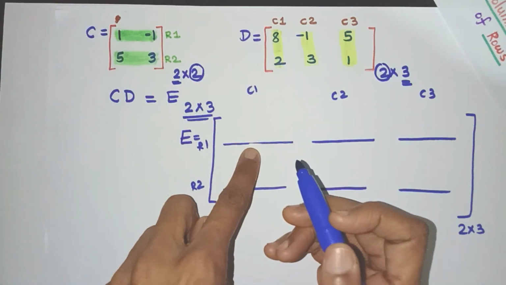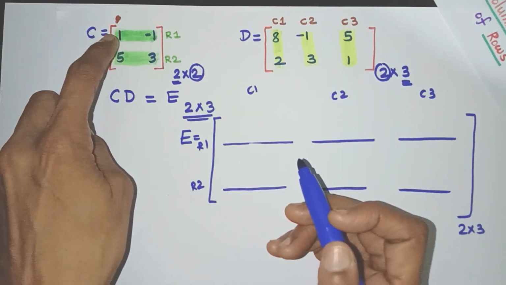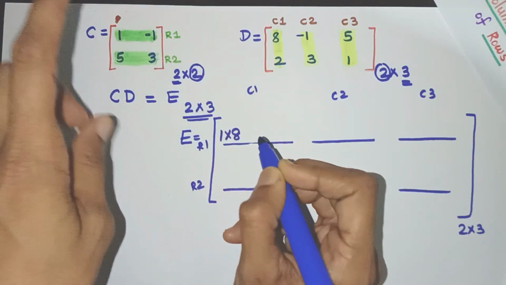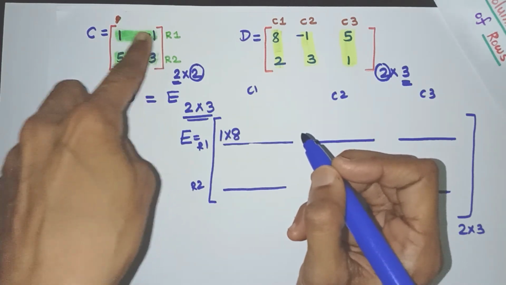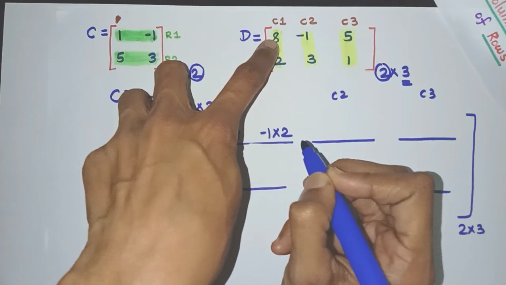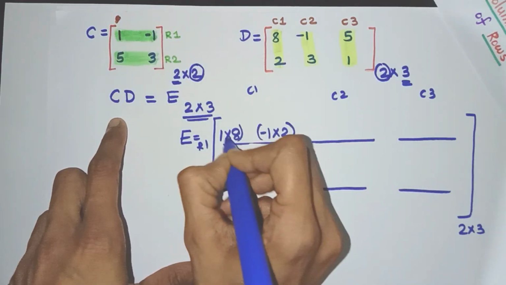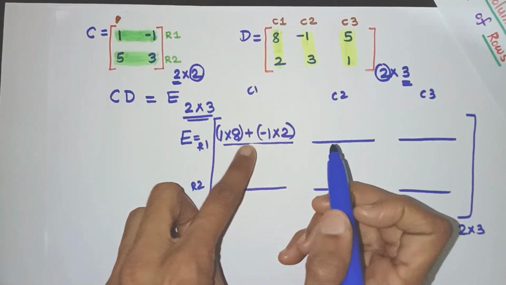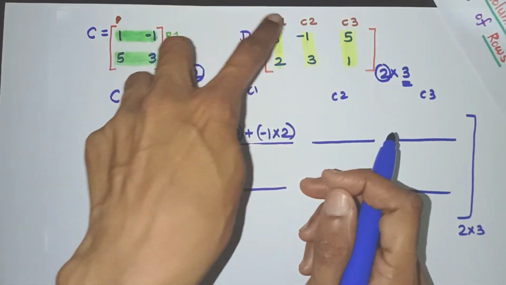So to get the first element, row 1 column 1 element, let's focus on the first row. It is 1 multiplied by 8. Yes. And then you don't multiply 1 with 2 friends. You go to the next element, minus 1 multiplied by 2. So what are you doing? 1 multiplied by 8 and then minus 1 multiplied by 2, and you just need to add these friends. I hope you got this. So this is how you get the first row, first column element of the product matrix. Okay, first row, first column.